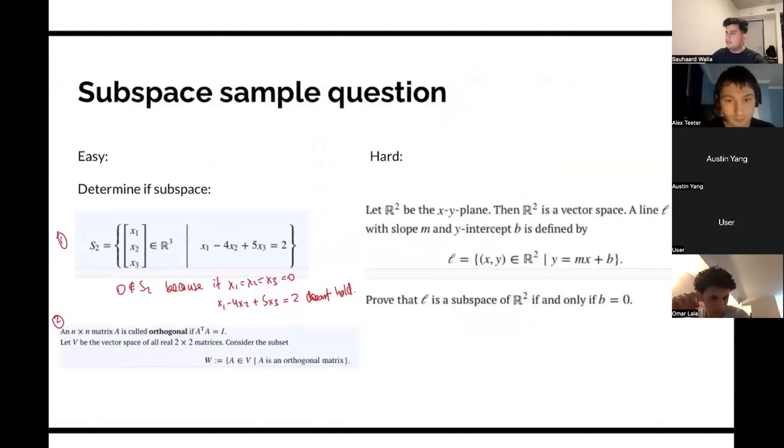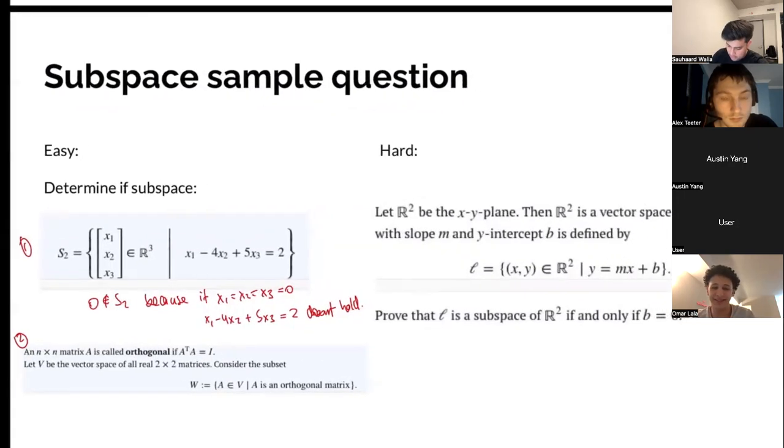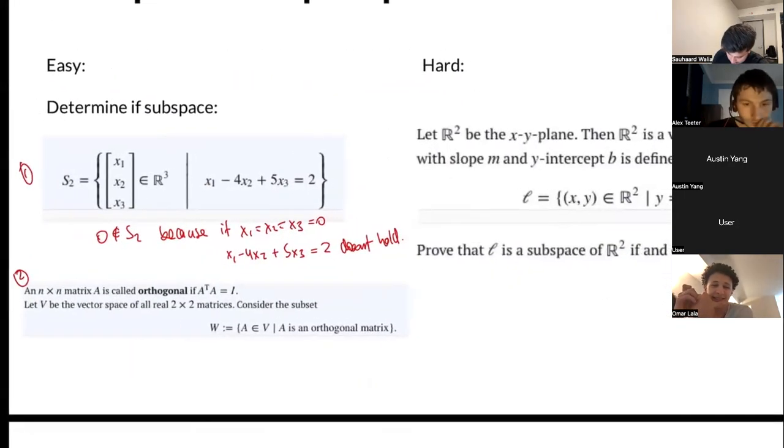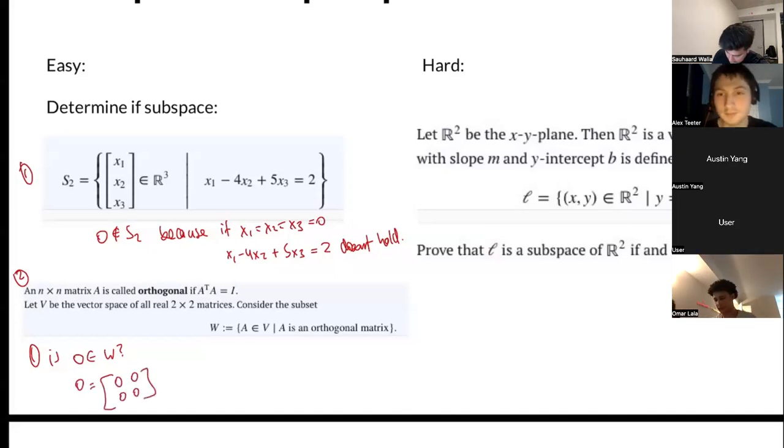So question 2, is it a subspace or not? What do you guys think? No. Why not? Which of the 3 properties fail? Zero vector, perfect. So again, using the same trick as before, let's check the first property: is 0 a part of W? We're talking about 2 by 2 matrices, so 0 in this case is equal to 0, 0, 0, 0. And do we know what transpose is?